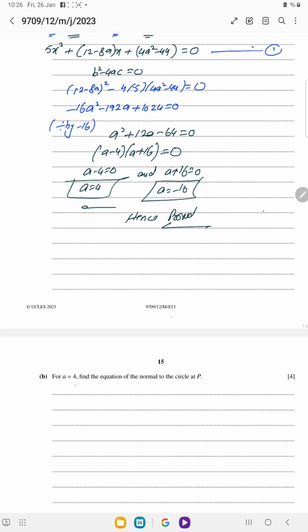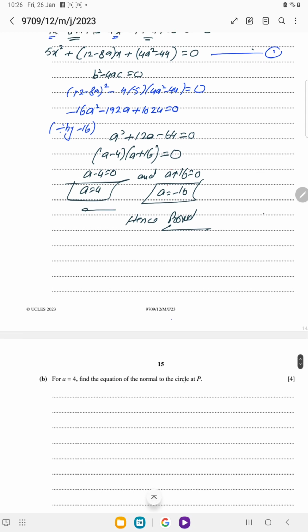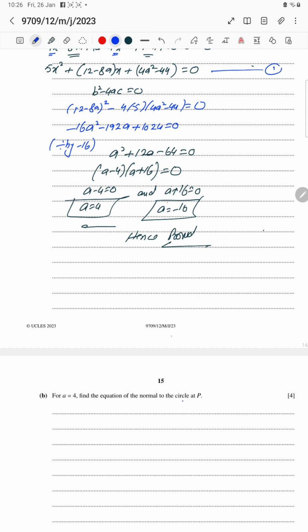Now for a equal to 4, in part B, find the equation of the normal to the circle at P. So suppose we have this equation number 1 here. Here we replace a with 4, we get 5x square plus (12 minus 32) times x plus 4 square is 16, times 4 is 64, minus 44 equal to 0. So 5x square minus 20x plus 20 equal to 0. Further simplify by dividing each term by 5. We get x square minus 4x plus 4 equal to 0.